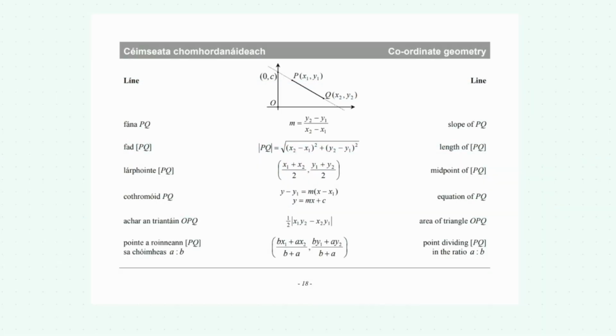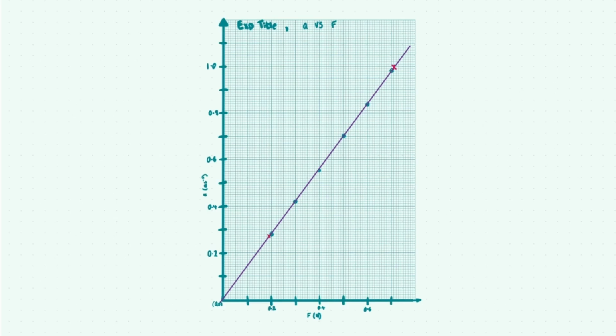So before we go on to part 5, I just want to bring your attention to page 18 in the tables book right here. So we're going to be using 2 formulas from this in part 5. That is the slope formula and the equation of a line formula, y is equal to mx plus c. So part 5 is asking us to use the graph to calculate the mass that has been accelerated.